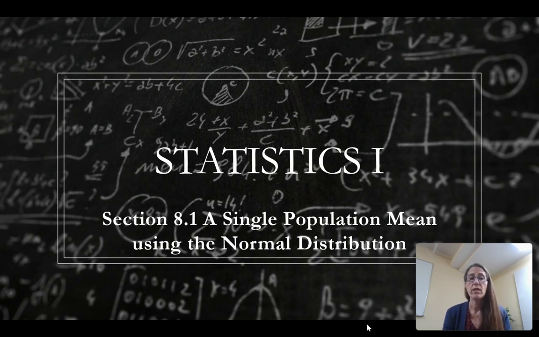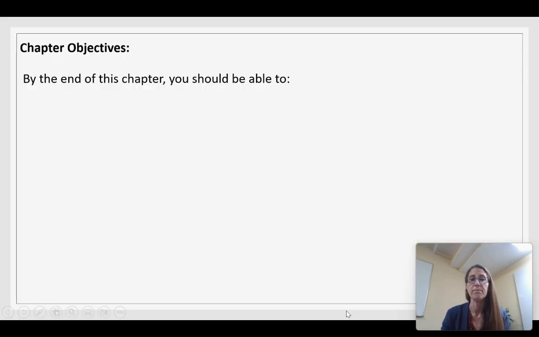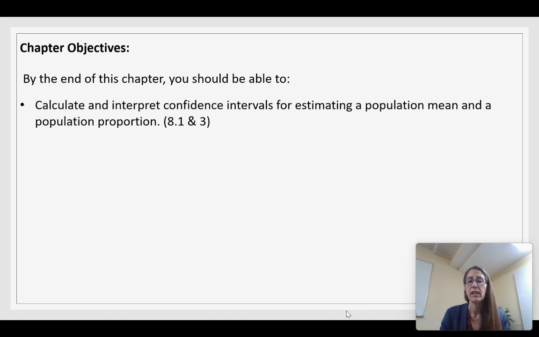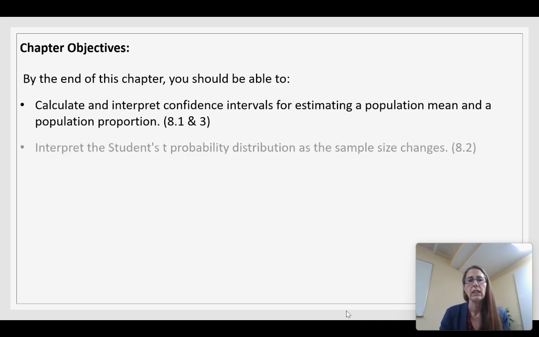This video is going to be on section 8.1, which is a single population mean using the normal distribution. By the end of this chapter, you should be able to calculate and interpret confidence intervals for estimating a population mean and a population proportion. So that's actually 8.1 and 8.3.